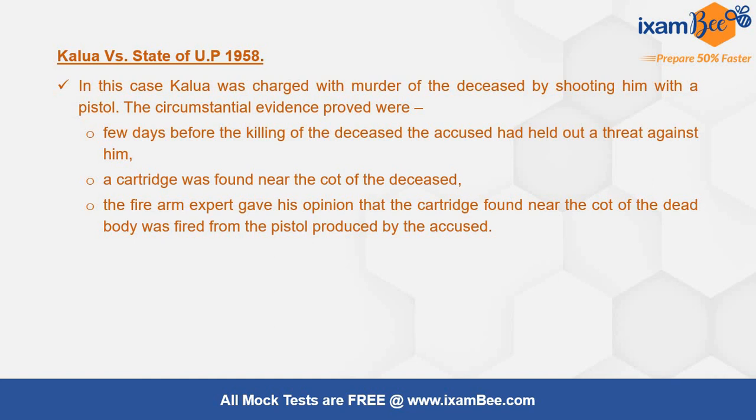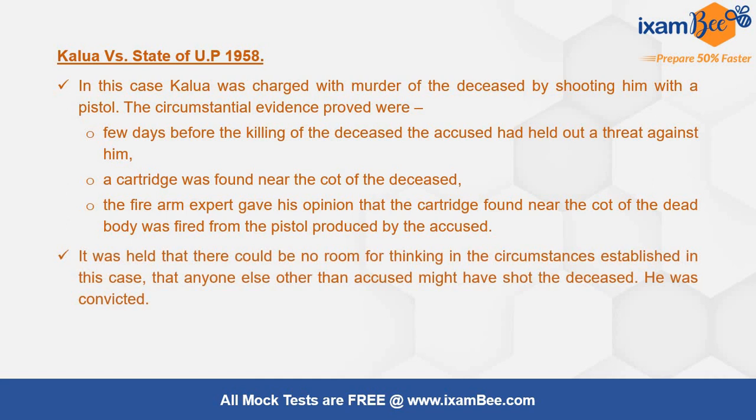So the firearm expert had given an opinion that the cartridge found near the cot of the dead body was fired from the same pistol that was produced by the accused. So a chain has been established over here, a chain of circumstances. So circumstantial evidence also holds a lot of value. This is what is held and discussed in this particular case. There was no other possibility that anything else can be concluded from this particular situation. So if no other conclusion is possible, the accused can be convicted.